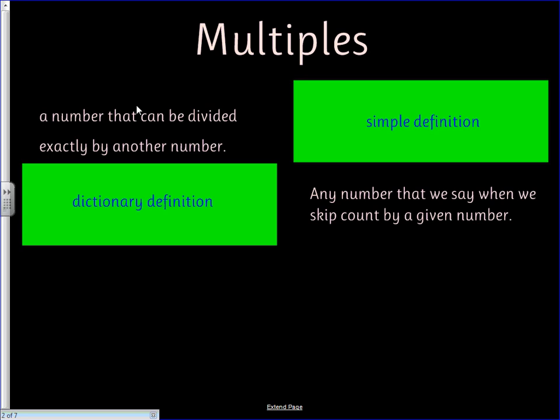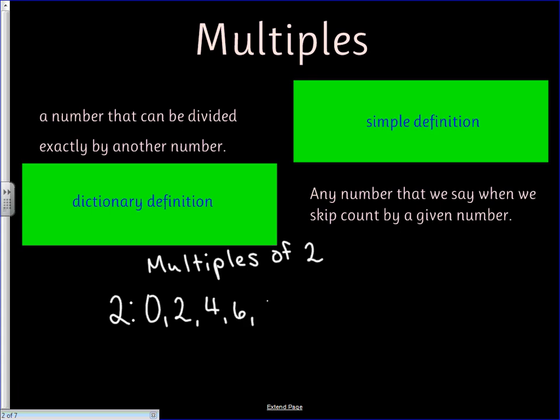For example, if we were looking for the multiples of 2, it is any number that we say when we skip count by a given number. So the multiples of 2 would start off with 0, 2, 4, 6, 8, 10, and so on and so forth.